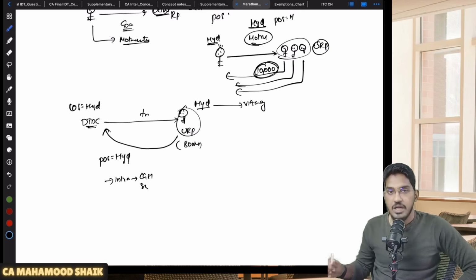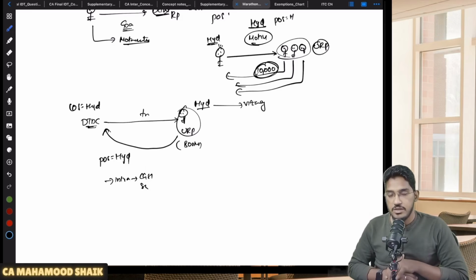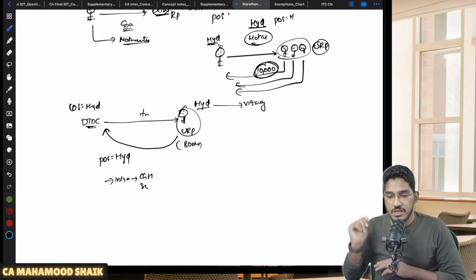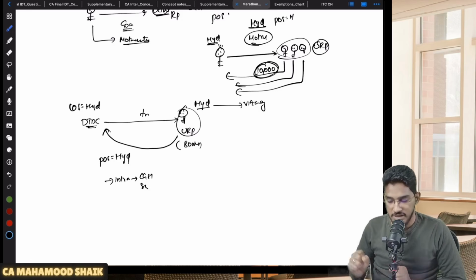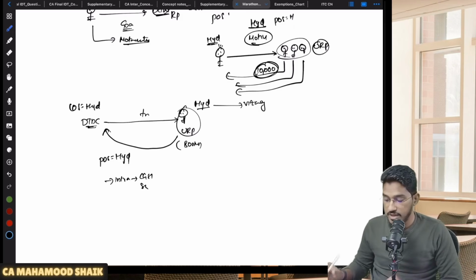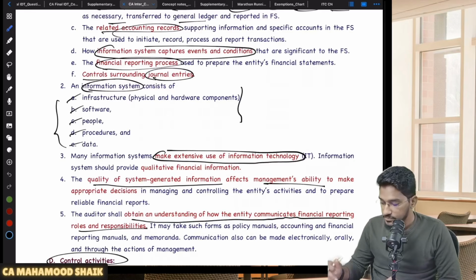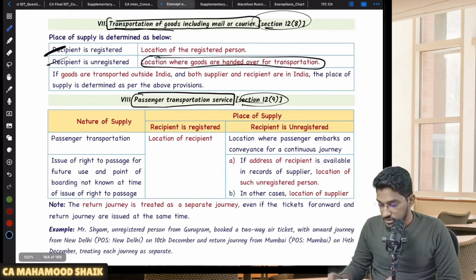Understood? That's all. What if the recipient is a registered person? In case you are providing transportation of goods for a registered person, it is always the location of the recipient. We will check where the goods are handed over for transportation only in the case if the recipient is an unregistered person. Okay, clear? Next.